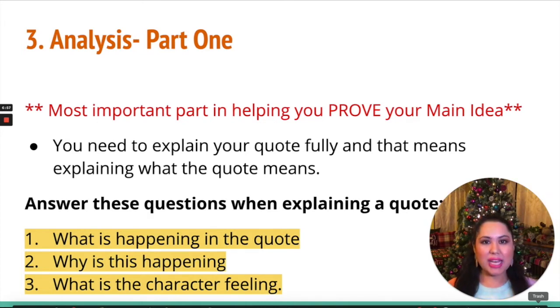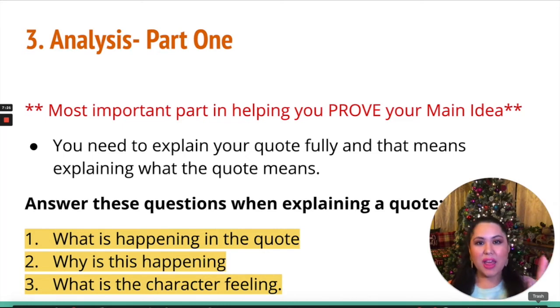It is great to have a quote, it is great to have a strong quote, but really your teacher or your reader is looking for your own thoughts and your own take on the quote. What are you using this quote for? That's where your analysis comes in. How are you explaining your quote? How are you proving that this quote proves your thesis statement?